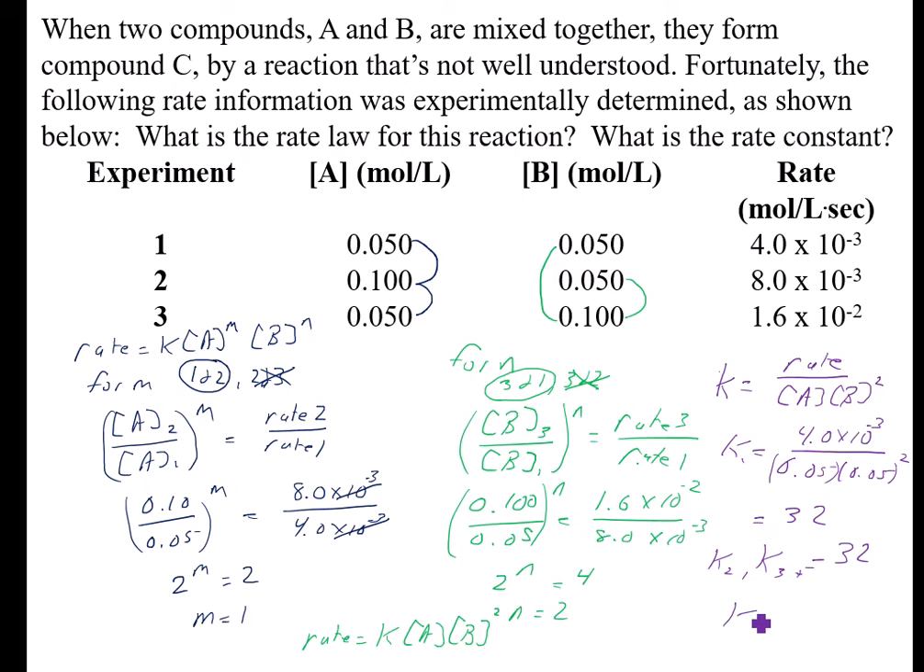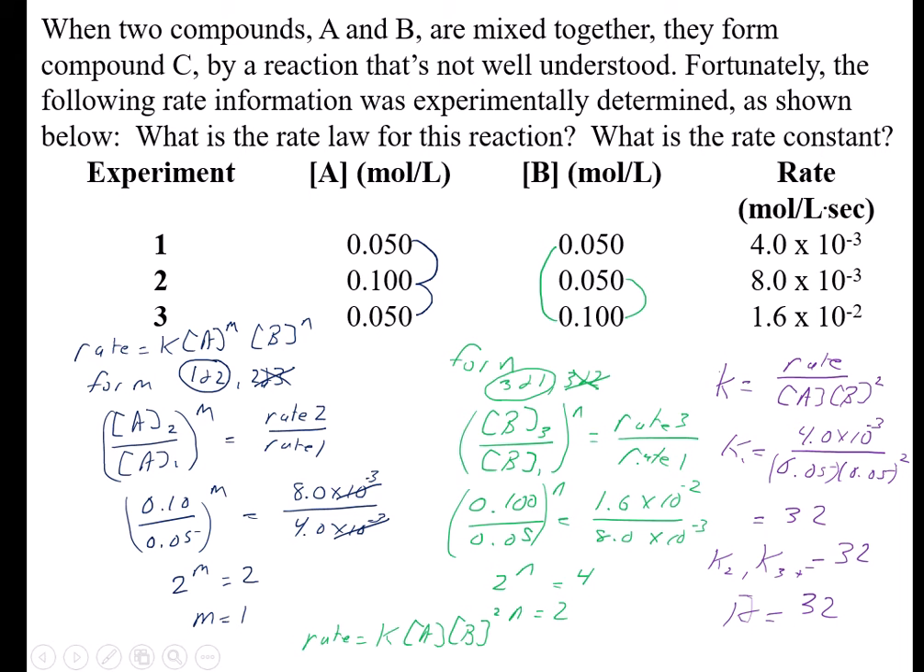So the average K is equal to 32. Okay, and so you can actually plug in the numbers for K2 and K3 to try them, but they're both equal to 32. And so the answer is, the average K is 32.